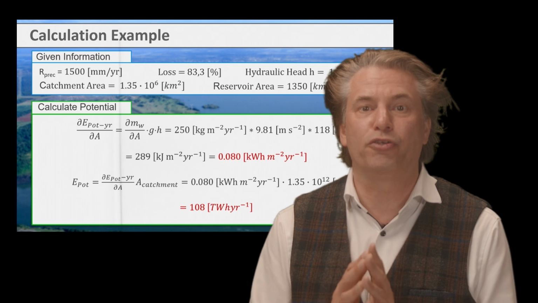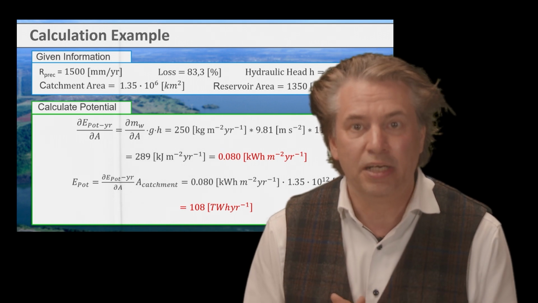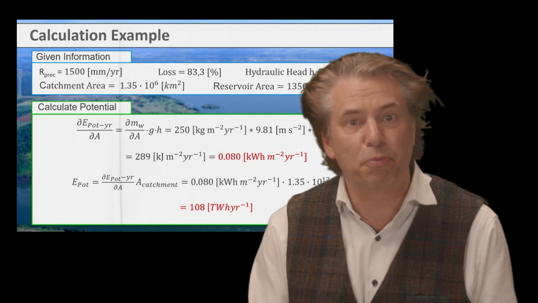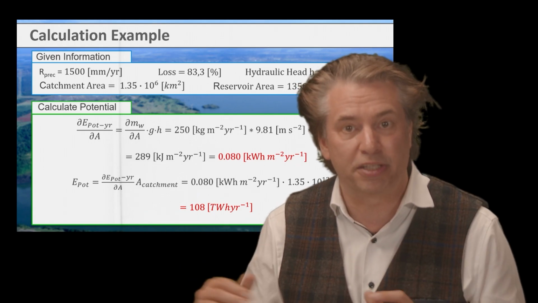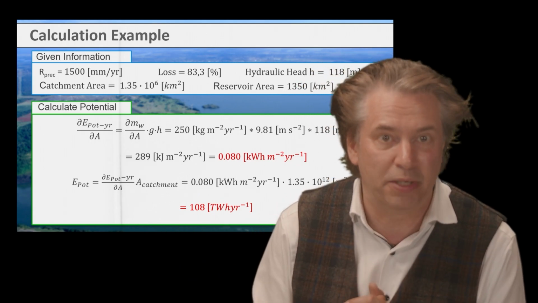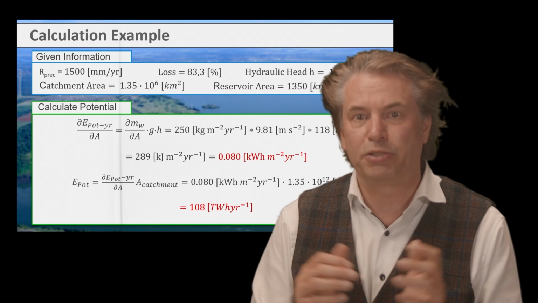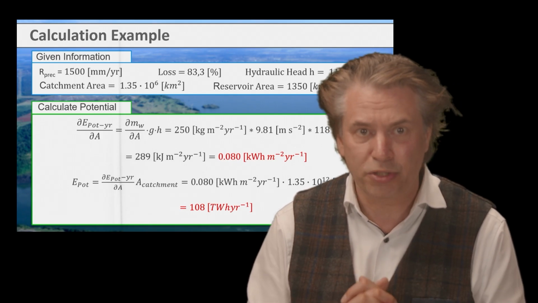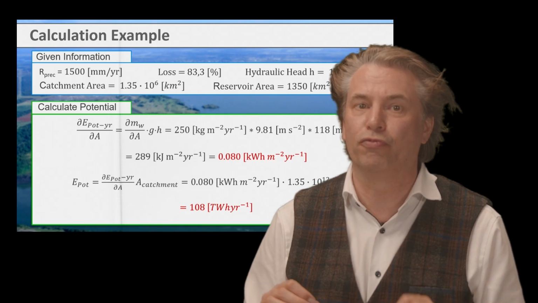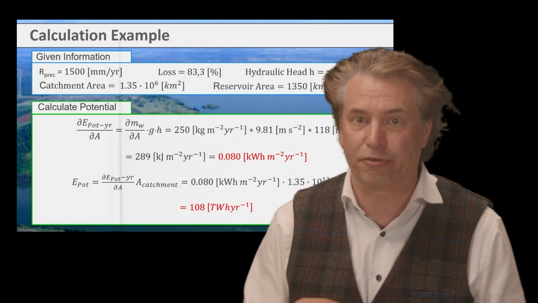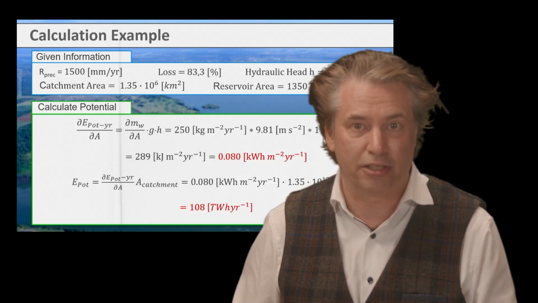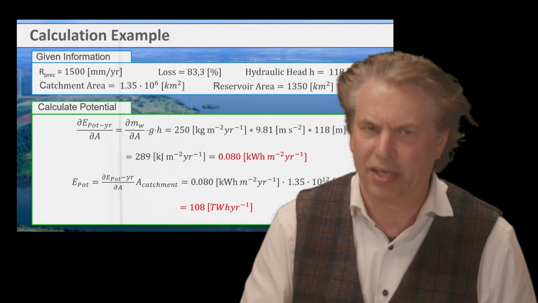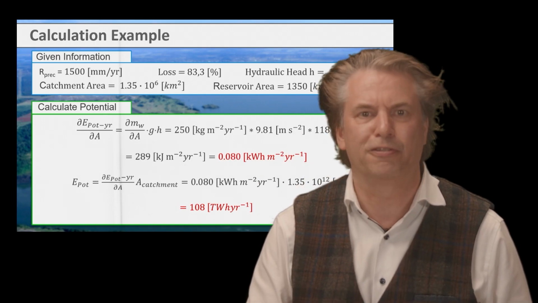The total yield of the hydroelectricity dam would be 0.08 kilowatt hour per square meter per year, multiplied by the surface of the catchment area of 1.35 million square kilometers, which makes a total of 108 terawatt hours per year. Note that this number does not include the conversion efficiency of the hydroelectricity generation system itself. Keep this number in mind. In a minute we will compare this number with the real yields achieved.